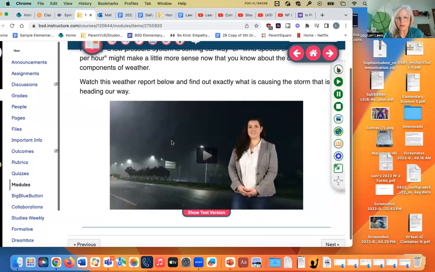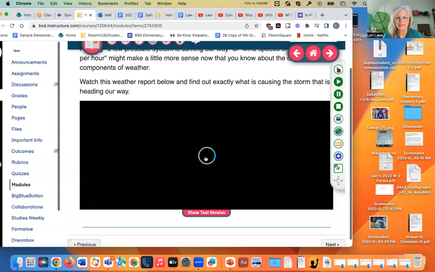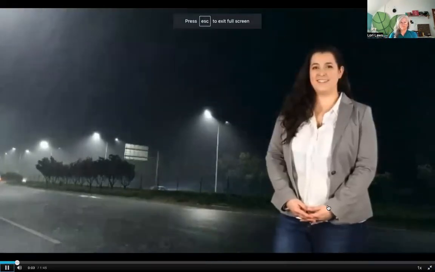So if you see weather like this rain, do you think that's a low pressure system or a high pressure system? Low. I see thumbs down. Let's see. Now let's turn it over for the weather report.